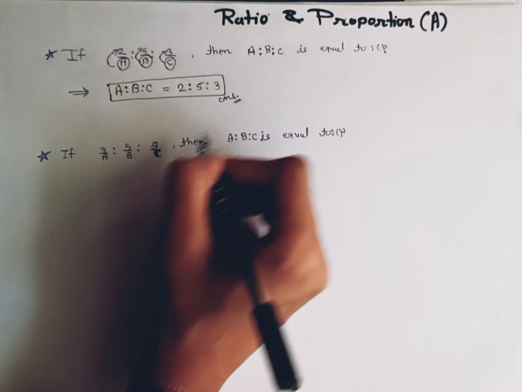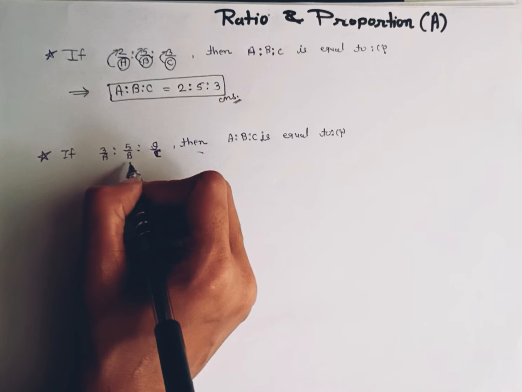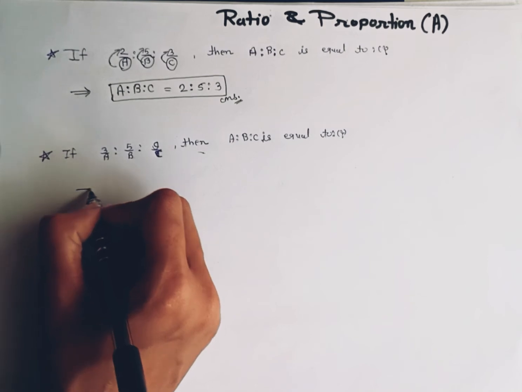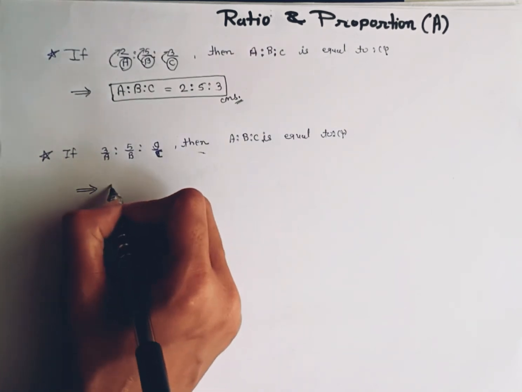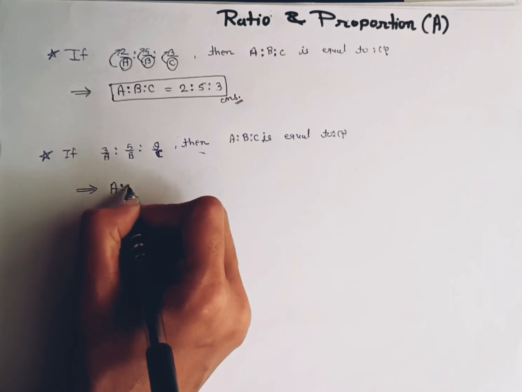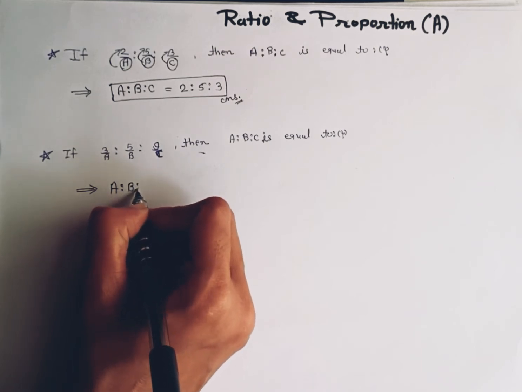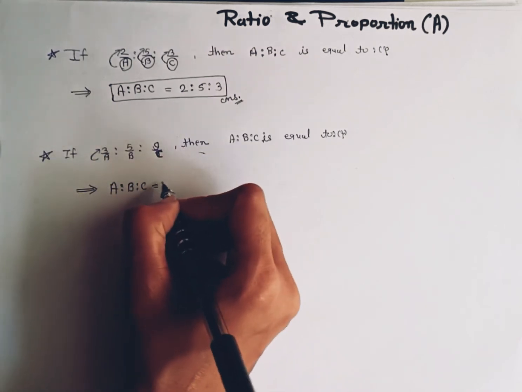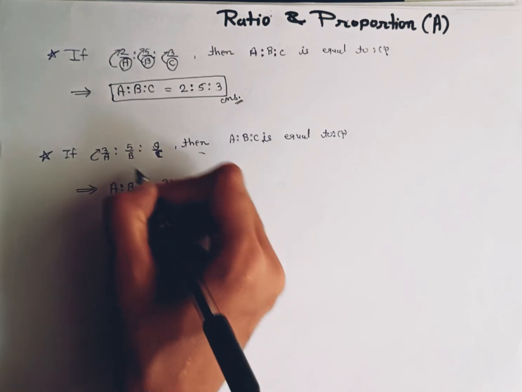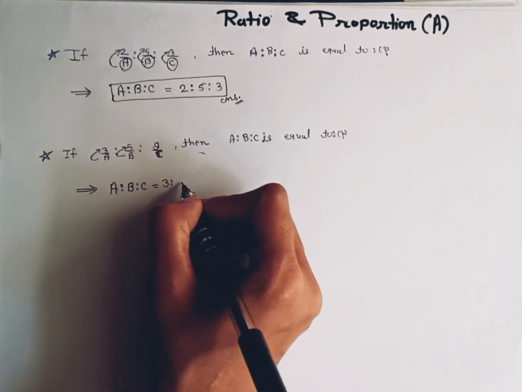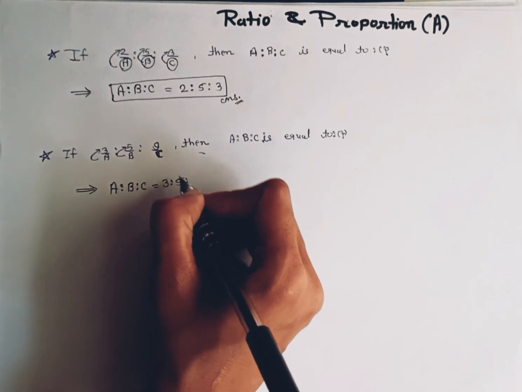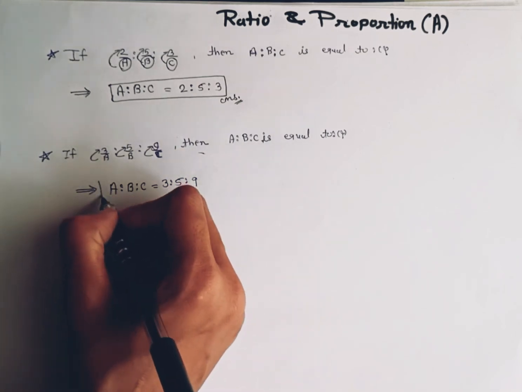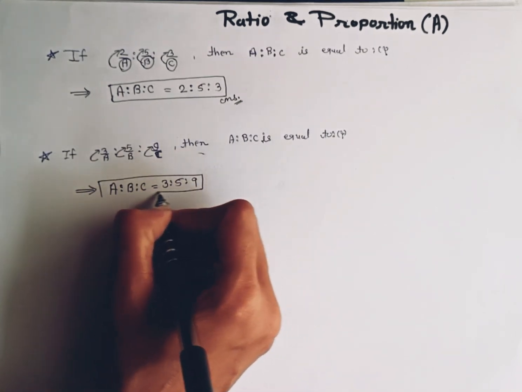We will solve a second example. If 3/A : 5/B : 9/C, then A : B : C is equal to what? The answer is A : B : C is equal to, A is equal to 3, B is equal to 5, C is equal to 9. So the answer is A : B : C is equal to 3 : 5 : 9.